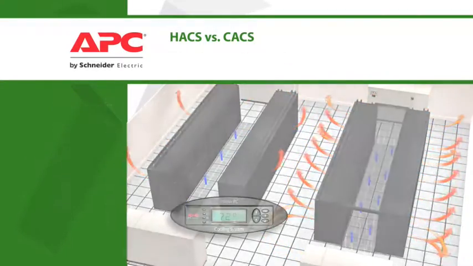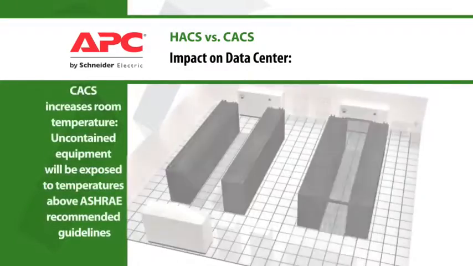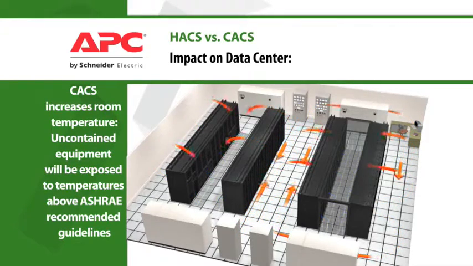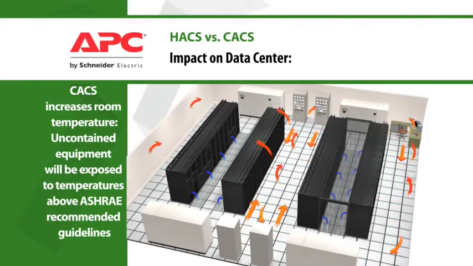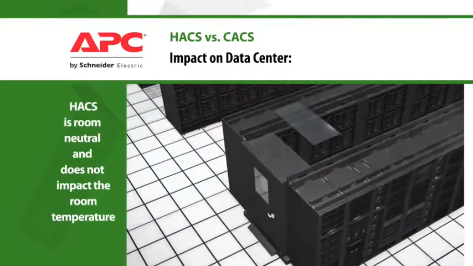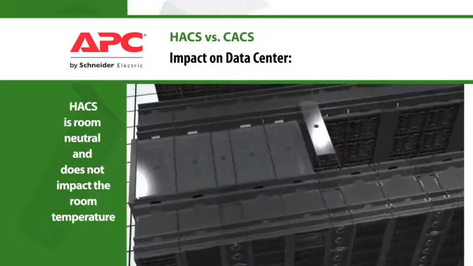To improve efficiency in cold aisle containment, the temperature of the room must increase. This poses an issue for any equipment in the data center that is not contained, leaving non-rack equipment operating well above recommended temperatures. The hot aisle containment system can easily be dropped in to any data center without impacting the data center environment.